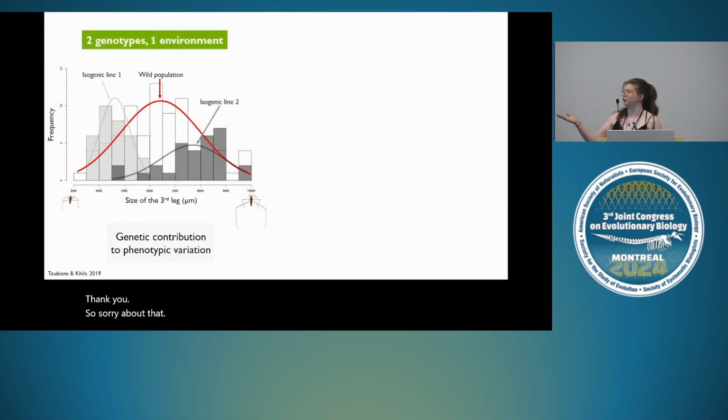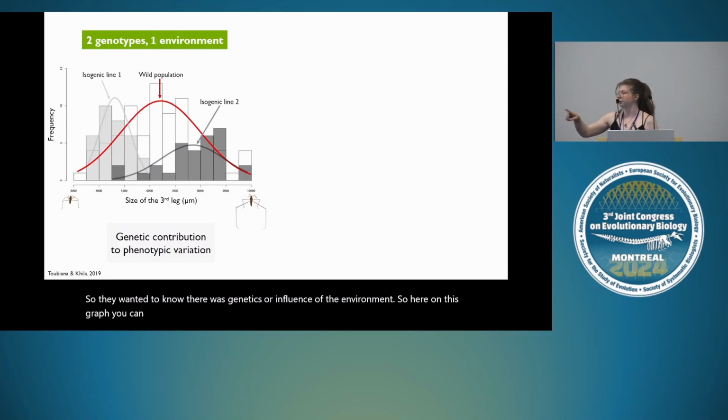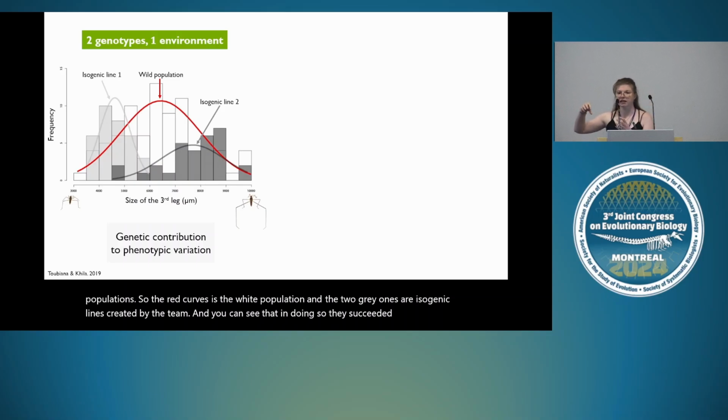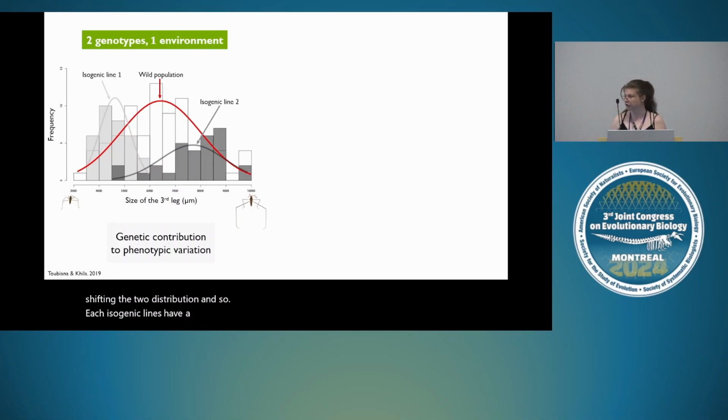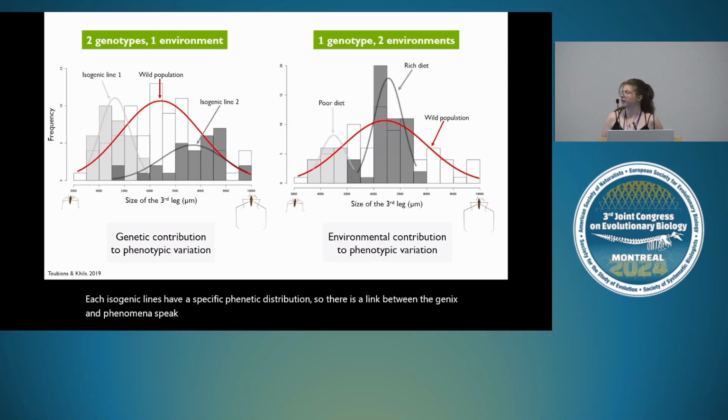So they wanted to know if there was a genetic or environmental influence. Here on this graph, you can see the distribution of the size of the third pair of legs in three different populations. The red curve is the wild population, and the two gray ones are isogenic lines created by the team. And you can see that in doing so, they succeeded in splitting and shifting the two distributions, and so each isogenic line has a specific phenotypic distribution, so there is a link between genetics and phenotypic variation.